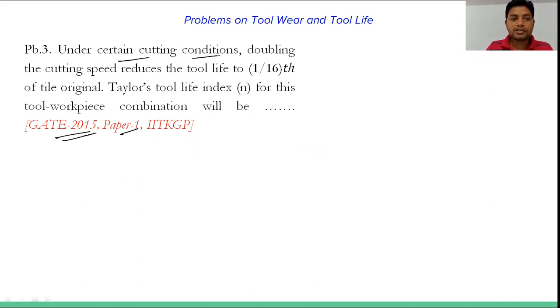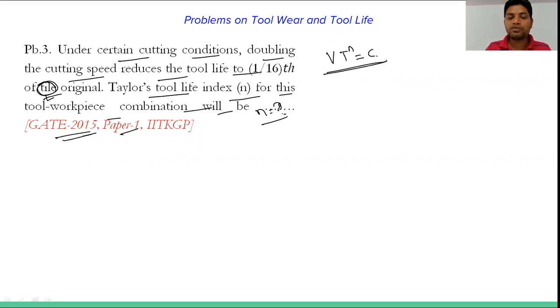Under certain cutting conditions, doubling the cutting speed reduces the tool life to 1 by 16th of the original life. So Taylor's tool life index for this tool-work piece combination, the value of n, we have to calculate. Simply, we are using the basic equation of Taylor's tool life, that is V t raised to n equals constant.